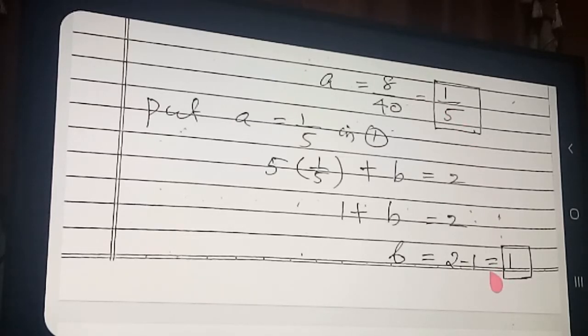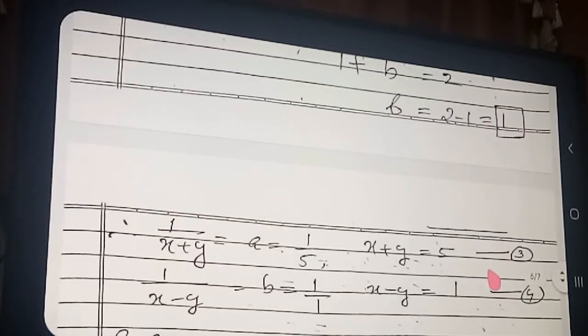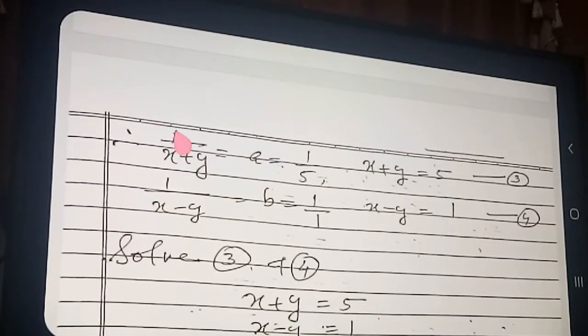Now what you will do? Which value you supposed, there you will give the value. See here, 1 by x plus y you gave as a, but that a is 1 by 5. So here take the reciprocal, here also take the reciprocal. What you will get? x plus y is equal to 5, equation number 3. And here 1 by x minus y you supposed as b, that is equal to 1. Therefore x minus y is equal to how much? 1. Equation number 4.